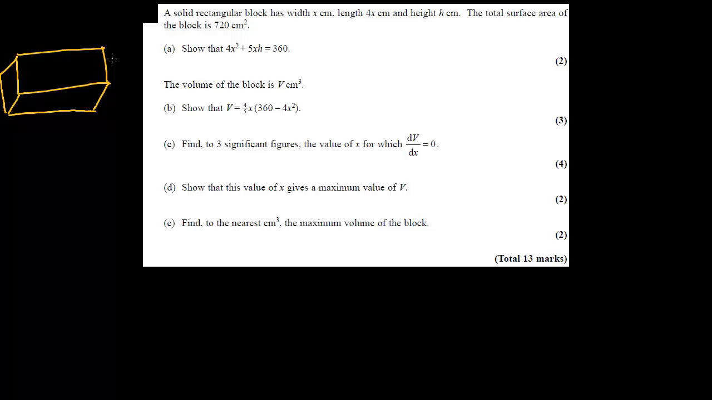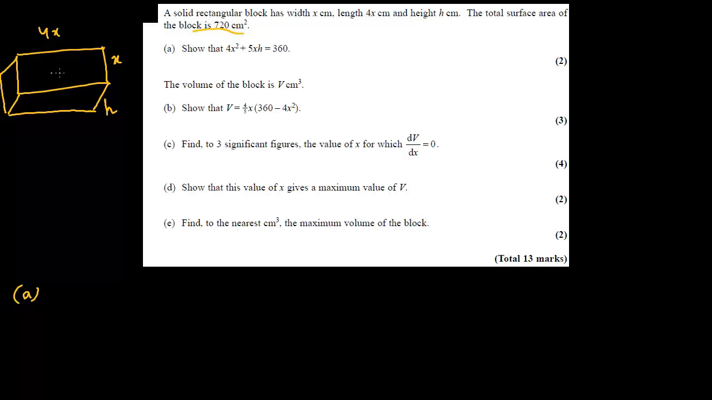So if you have a box like this, a rectangular box, so something like this, it has, this is the width, so suppose this is x, and this is the length 4x, and this is the height, and the height is not in terms of x, it's h. So question number A says that, and we have also another information, the total surface area is 720 centimeters square.